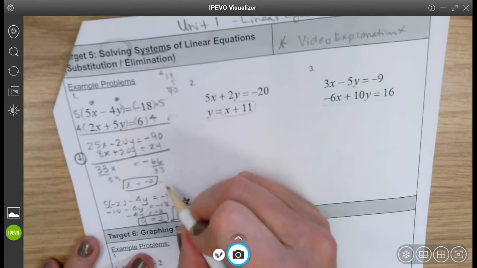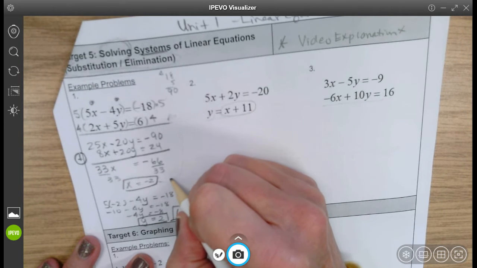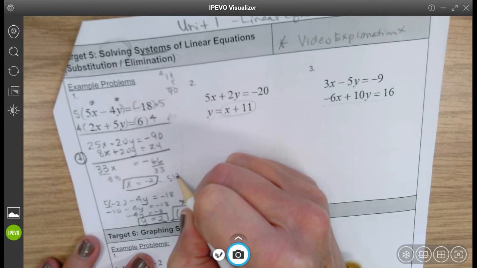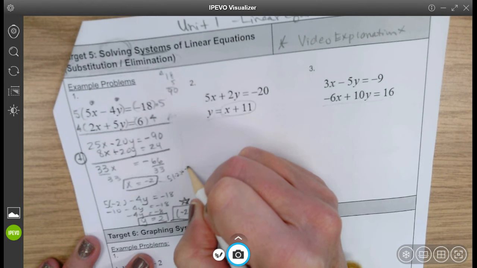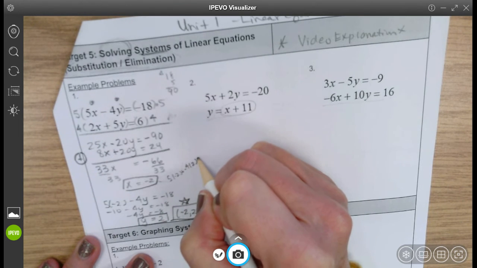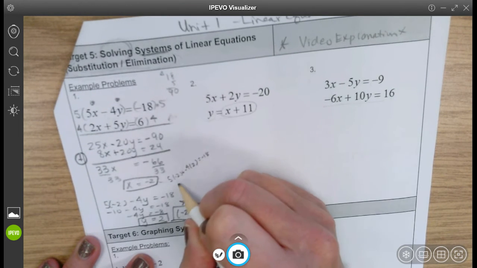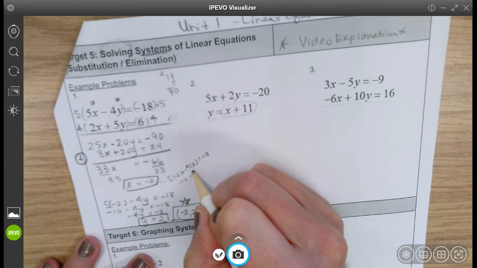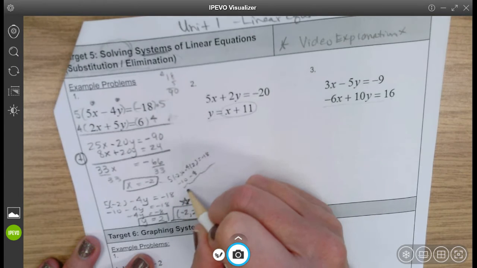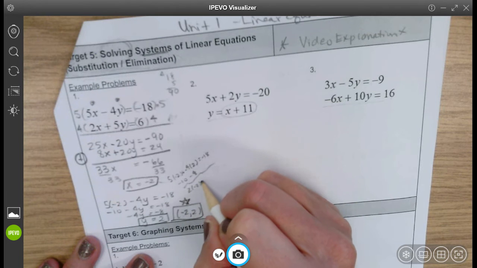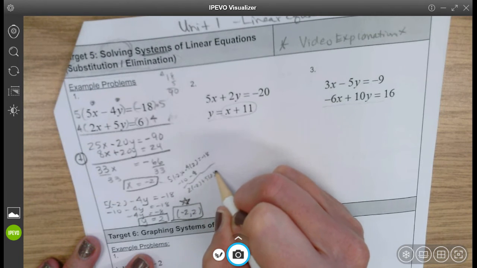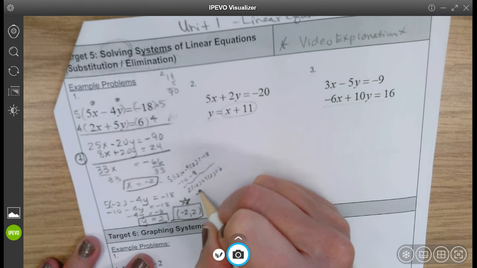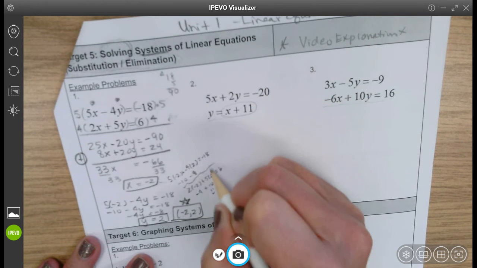I'm going to do a quick check. So I'm going to put both of those numbers in. So 5 times -2 plus -4 times +2. If I did that right, it should be 18. -10, -8. Yahoo! Check the bottom one. 2 times -2 plus 5 times +2 should be 6. We got -4 plus 10. Hallelujah. So I know I'm doing that right.